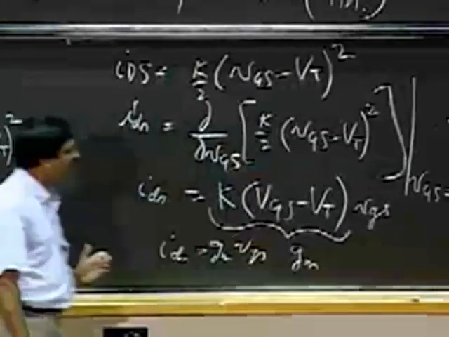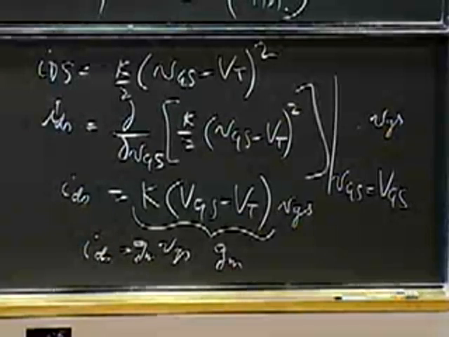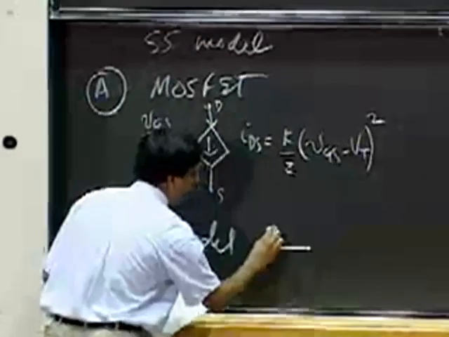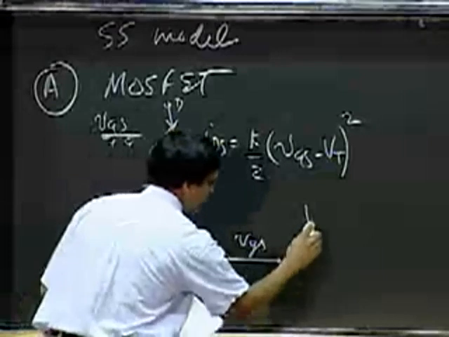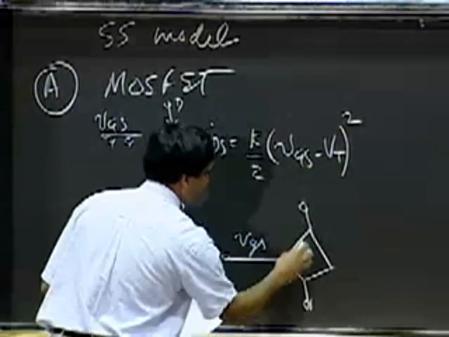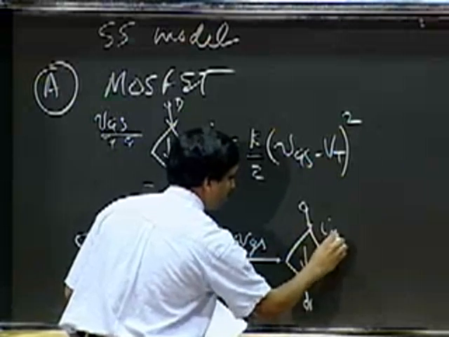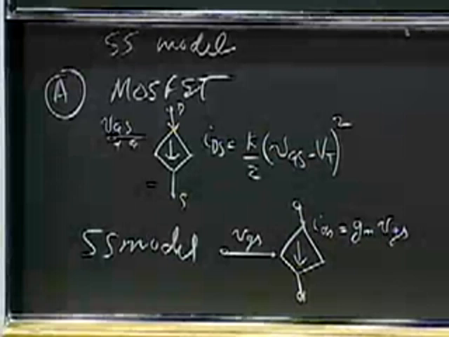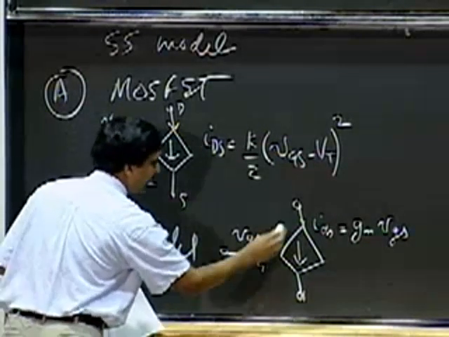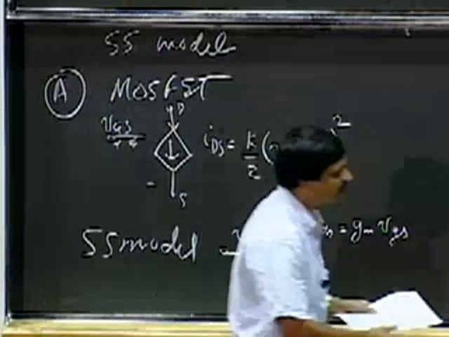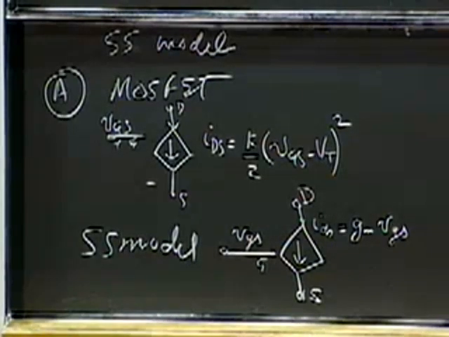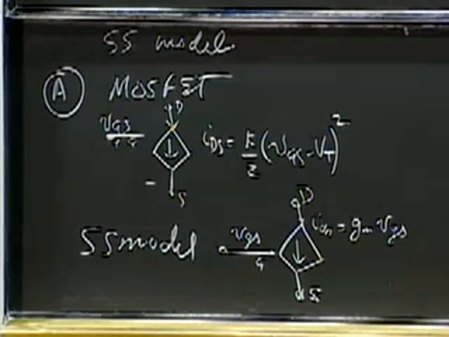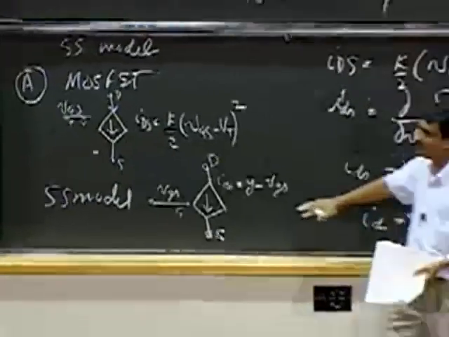So this value is called VGS. Therefore I can build the small signal model as follows. VGS is a voltage-controlled current source, and IDS is simply GM VGS. So this is my gate, drain, source. So that's the small signal model for my MOSFET.